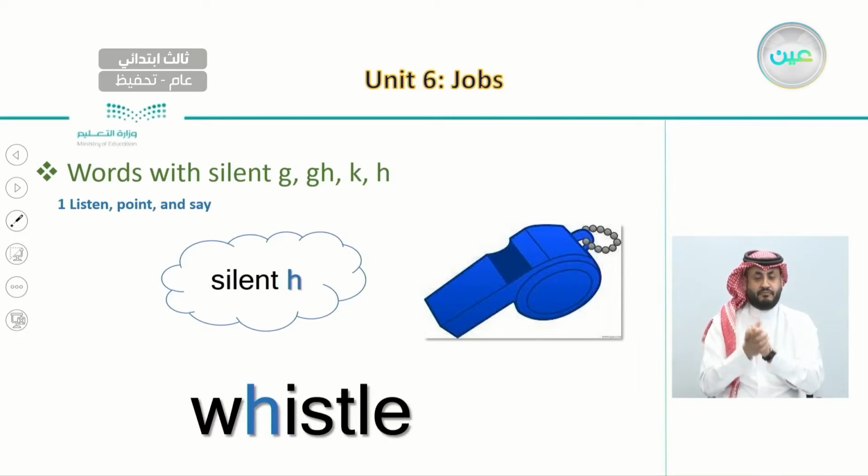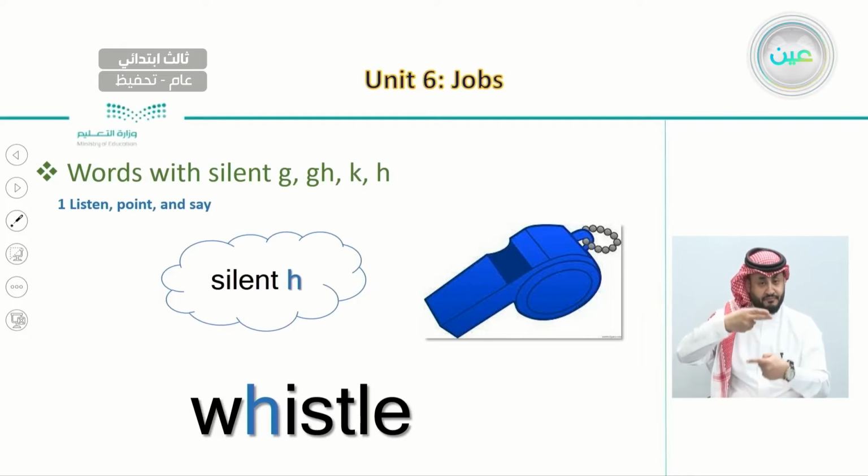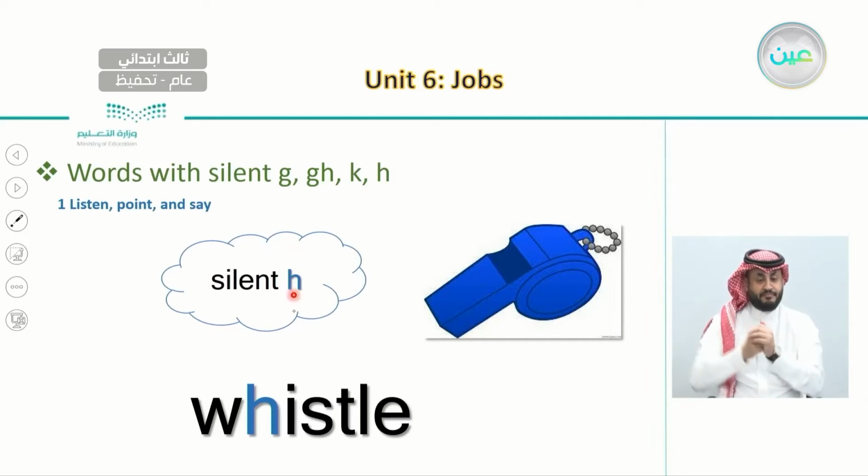And also the other word, which is whistle. Repeat after me. Whistle, whistle, whistle. This is a whistle, and whistle is a word that has one silent letter, which in this case is the letter H. So here we write H, but we don't say it. We say whistle, whistle.